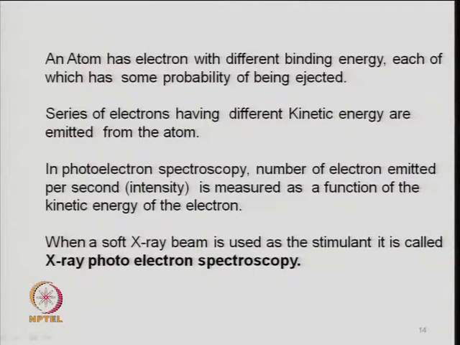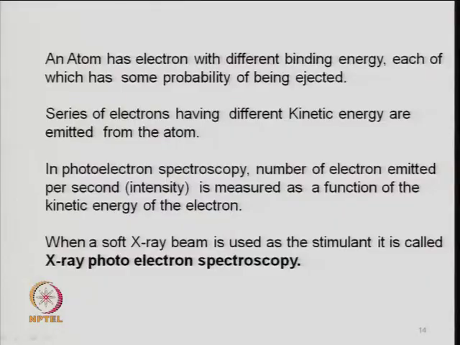So, now, in order to look at these electrons, we have to look at the atom, right. The atom has electrons with different binding energy. Binding energy is different because we are talking in terms of the energy required for an electron to leave the surface. It depends on the kinetic energy, on the work function, and on the work potential of the instrument also, right.